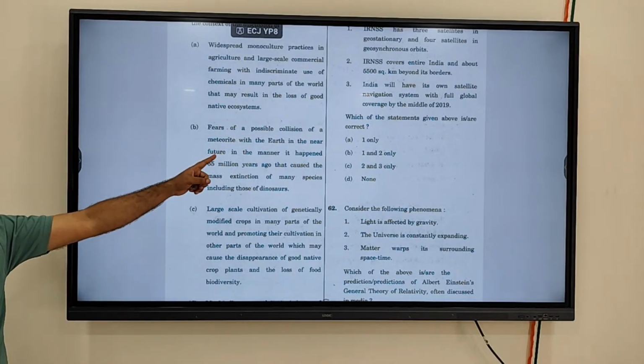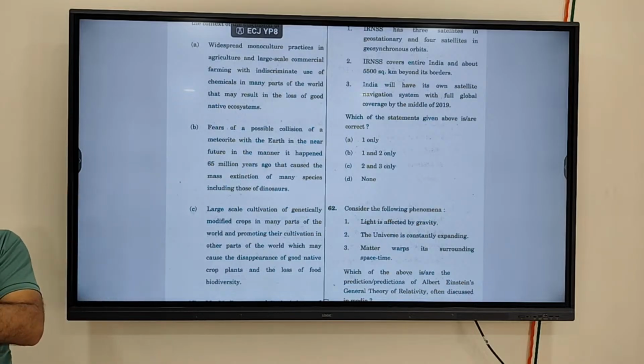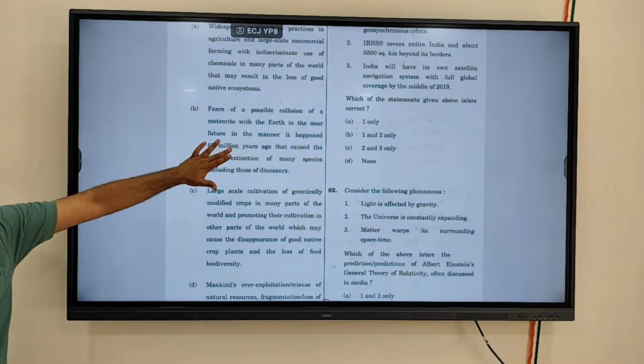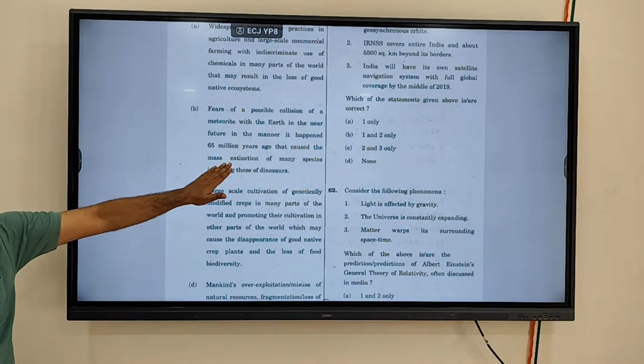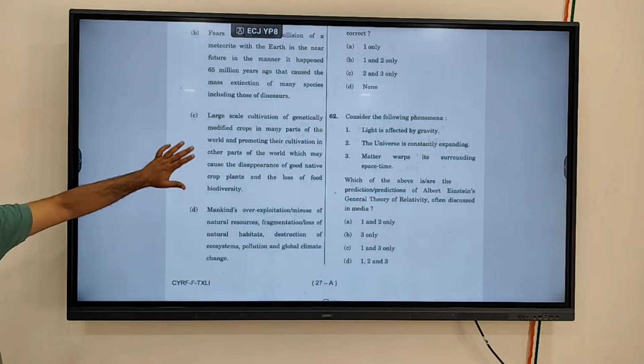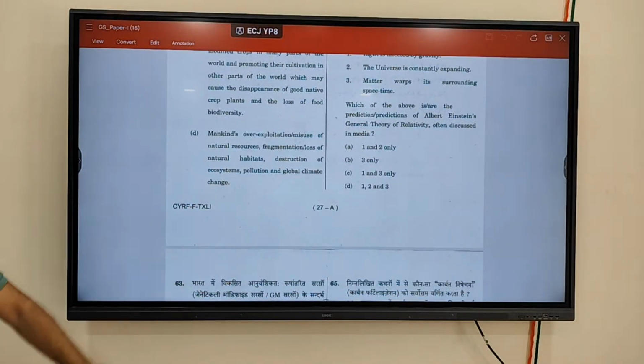So meteorite collision happened during the time of the dinosaurs. Why did the dinosaurs disappear? Because meteorites came and collided with whom? Earth. This led to climate change because suddenly there was no sunlight, and a huge amount of dust and gases were in the atmosphere. This led to the disappearance of dinosaurs around 65 million years ago. That mass extinction happened, including the dinosaurs. Large-scale cultivation of genetically modified organisms is causing what? Causing which type of extinction?